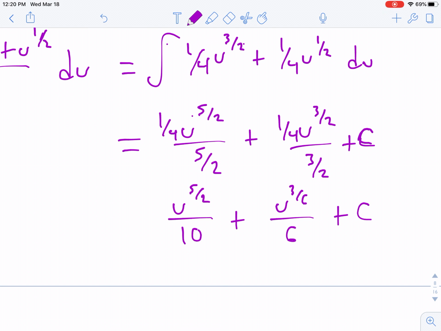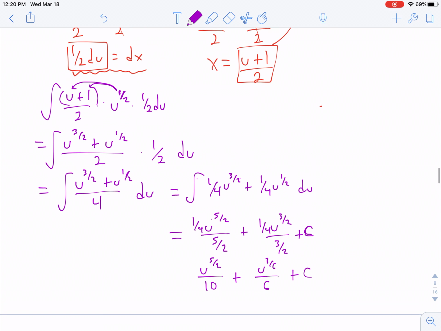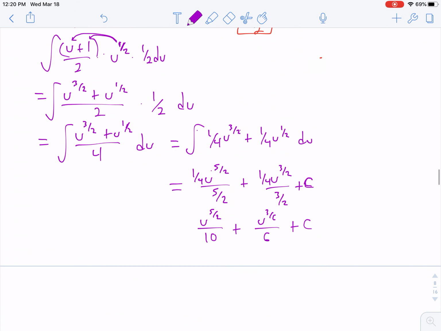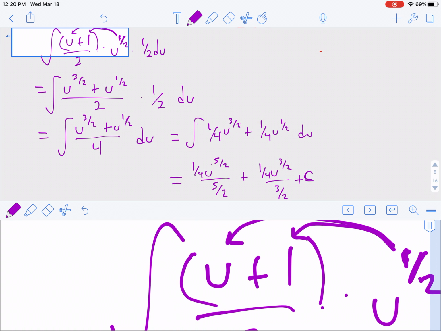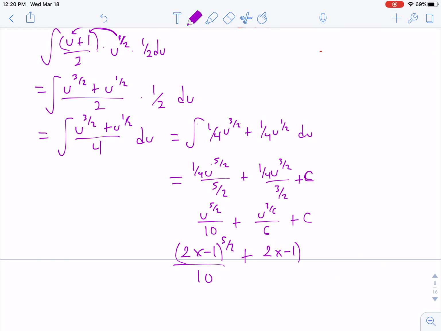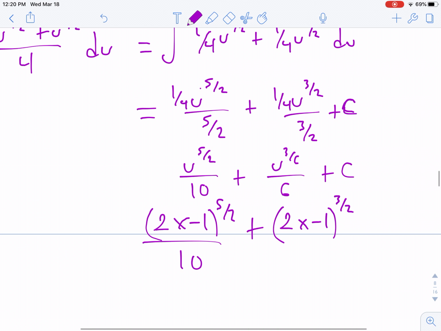And then finally we plug back in for our u. u equals 2x minus 1, so this final answer is 2x minus 1 raised to the 5 halves over 10 plus 2x minus 1 to the 3 halves over 6 plus c. There's a little typo there. That should be 3 halves.